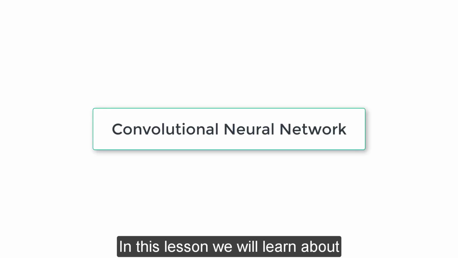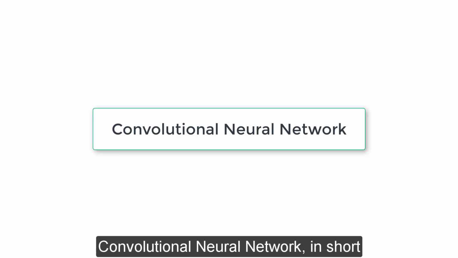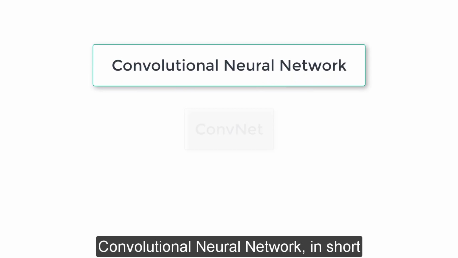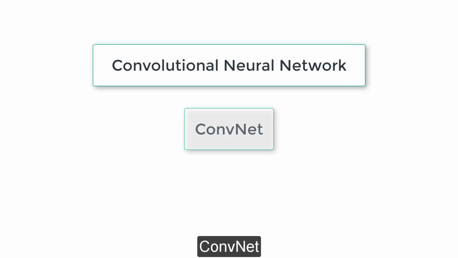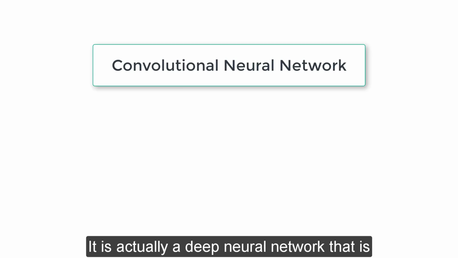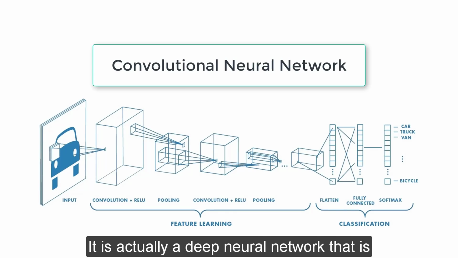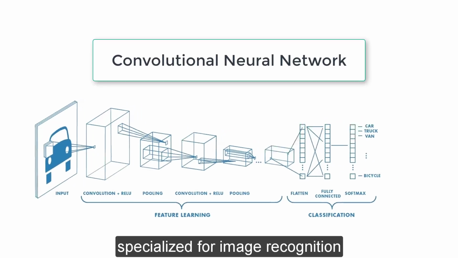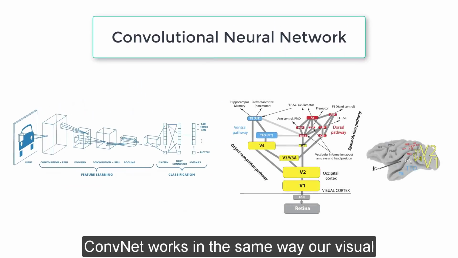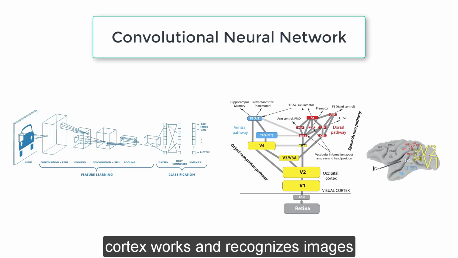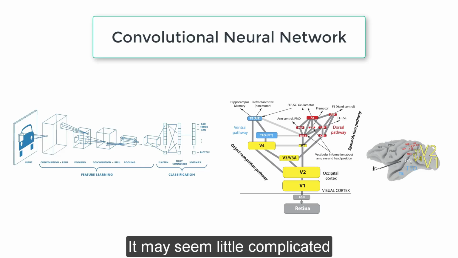In this lesson, we will learn about convolutional neural network, in short, ConvNet. It is actually a deep neural network that is specialized for image recognition. ConvNet works in the same way our visual cortex works and recognizes images. It may seem a little complicated at the beginning, but don't worry, I'm here to help.